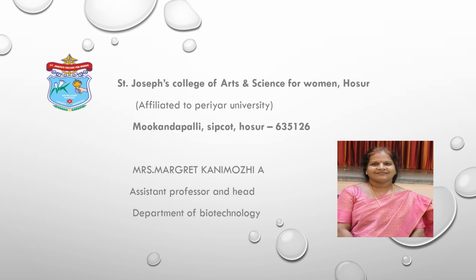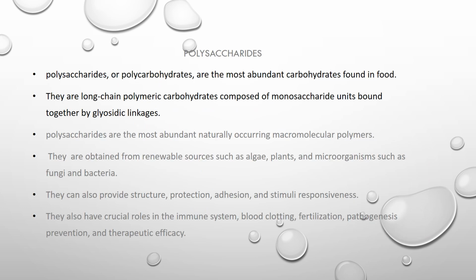In this video, we are going to see about polysaccharides. Polysaccharides are otherwise called polycarbohydrates and they are the most abundant carbohydrates found in food. They are long chain polymeric carbohydrates composed of monosaccharide units. The monosaccharide units are joined together by glycosidic linkages.